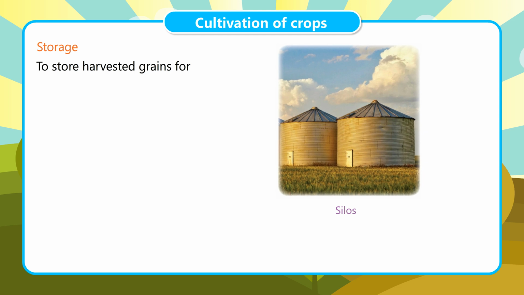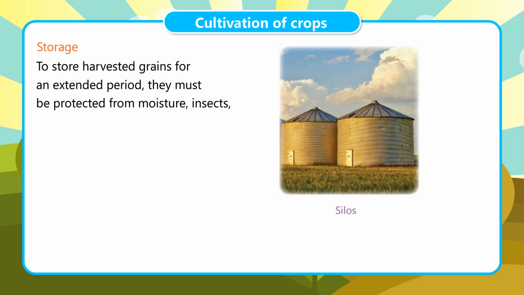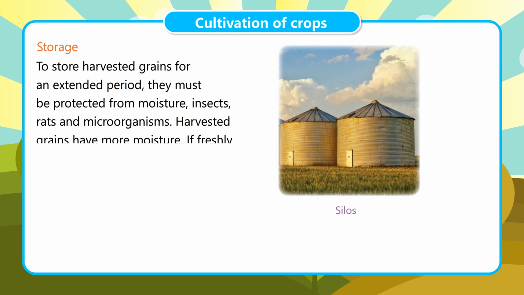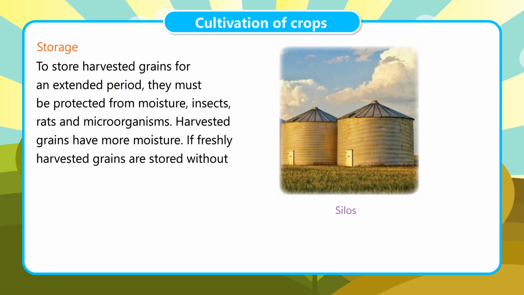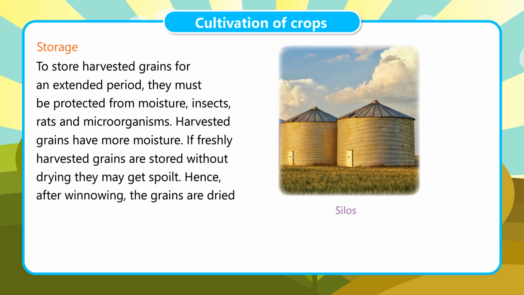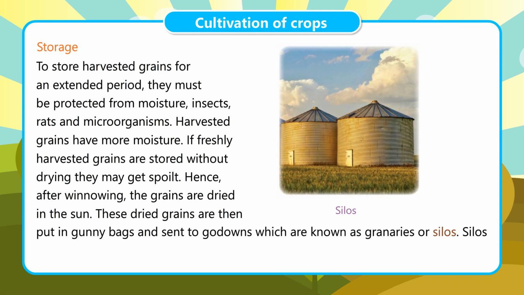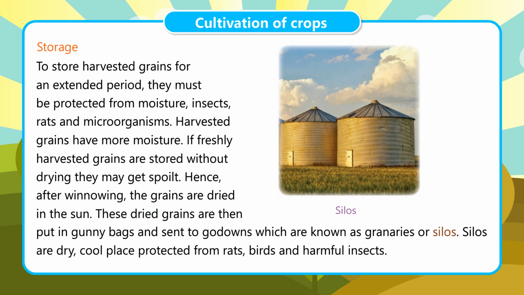Storage. To store harvested grains for an extended period, they must be protected from moisture, insects, rats and microorganisms. Harvested grains have more moisture. If freshly harvested grains are stored without drying, they may get spoilt. Hence, after winnowing, the grains are dried in the sun. These dried grains are then put in gunny bags and sent to godowns, which are known as granaries or silos. Silos are dry, cool places protected from rats, birds and harmful insects.